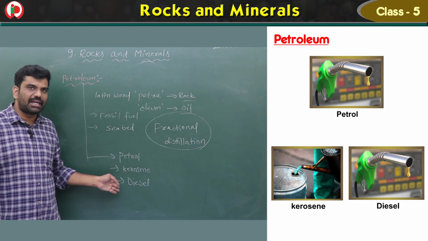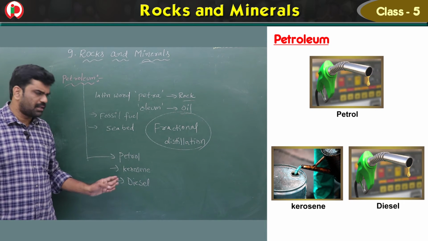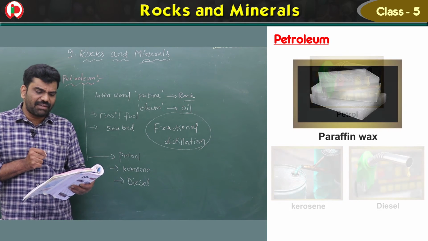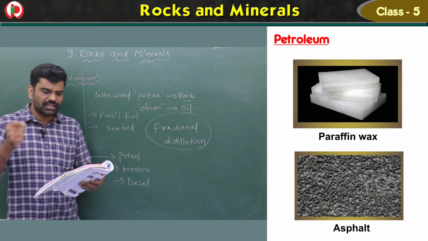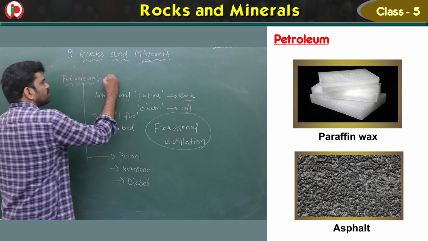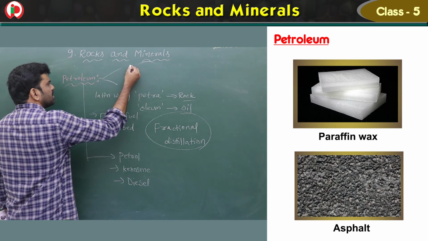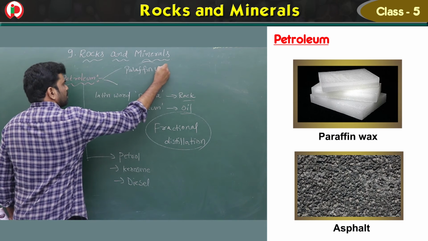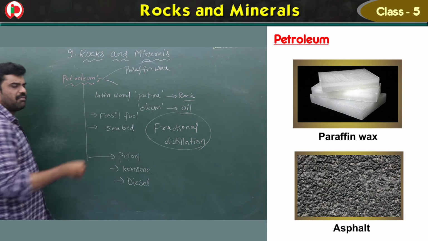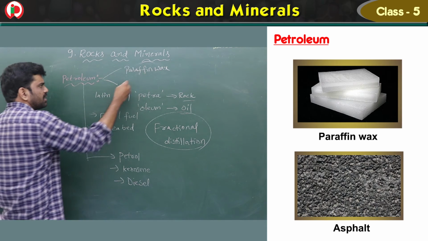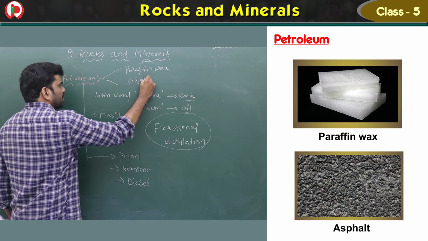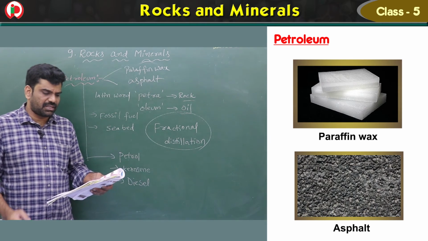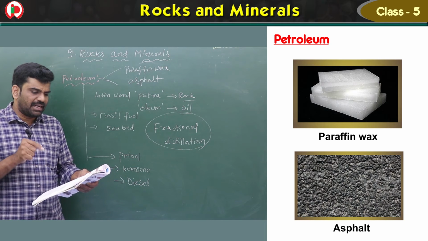While extracting we will get petrol, kerosene and diesel. And here, paraffin wax and asphalt are also extracted from petrol. So from this petrol we can extract two things. One is paraffin wax. Yes, by this paraffin wax we can stick things. Next one is asphalt. This is another one. Paraffin wax and asphalt are also extracted from petrol.